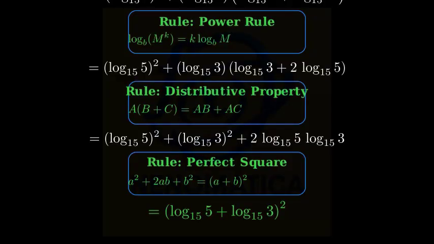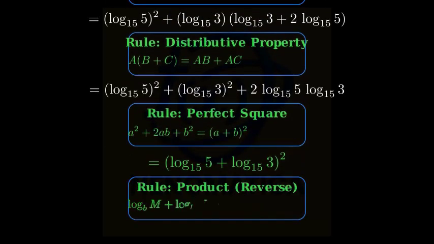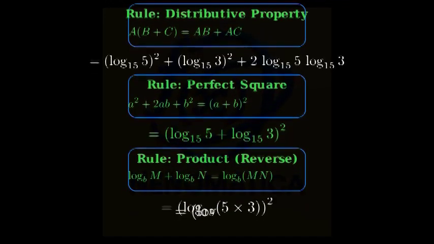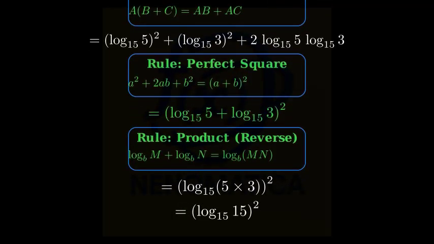Product rule in reverse. Step 7. Multiply 5 times 3 to get 15. Step 8. The logarithm of the base itself equals 1. So log base 15 of 15 is 1. Identity. Step 9. 1 squared equals 1.